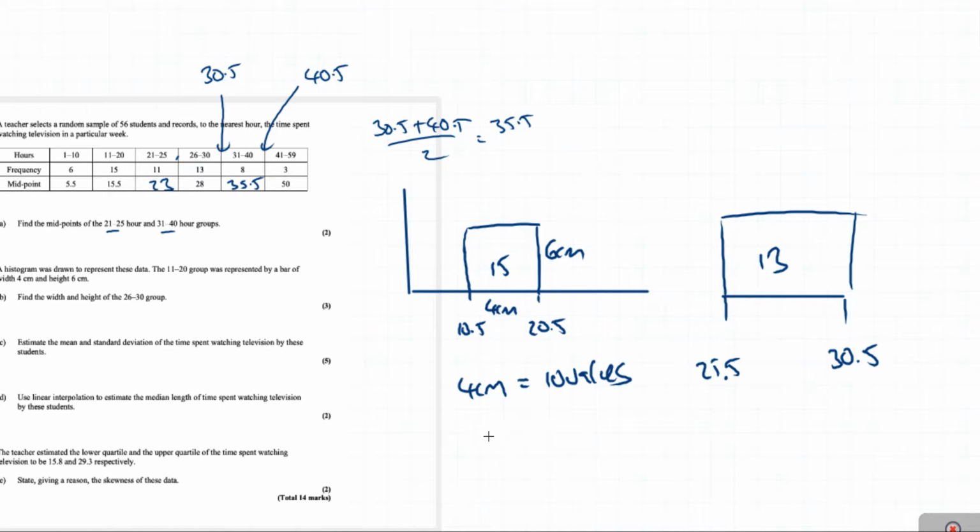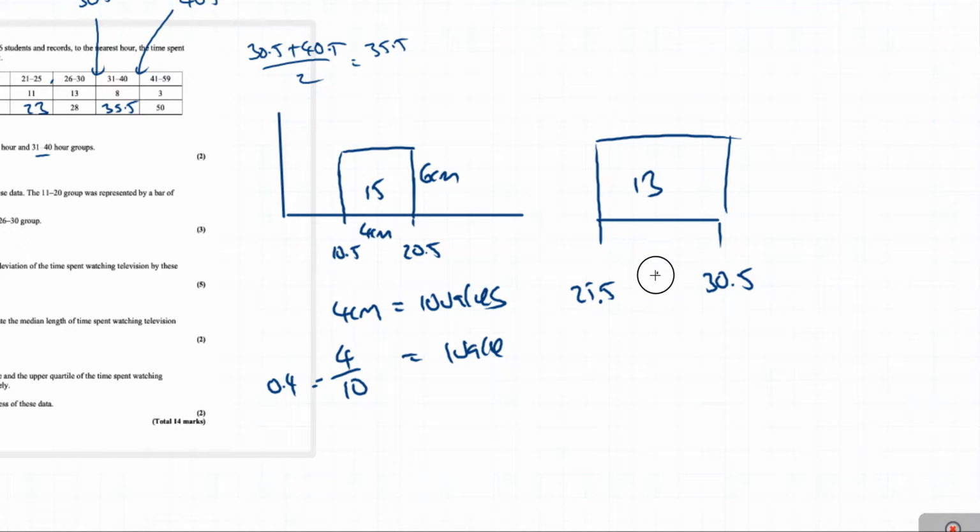So therefore we can say that if we want to find the one, it's 4 divided by 10 is equal to 1 value, so that we can then convert that. So 4 over 10, which is equal to 0.4. So 1 value on here is equal to 0.4 on the x-axis.